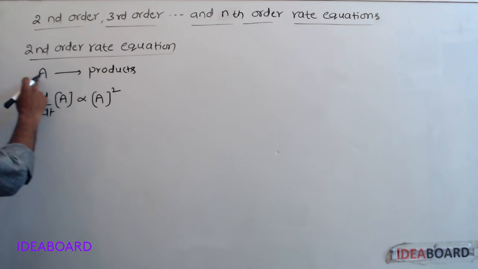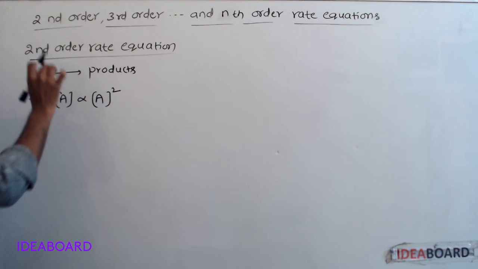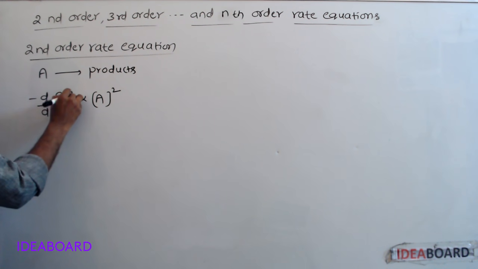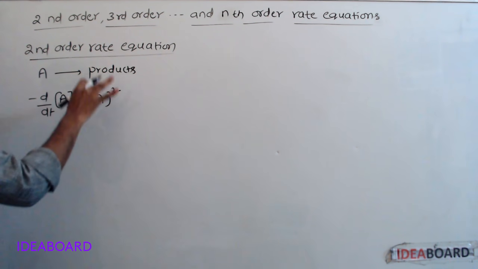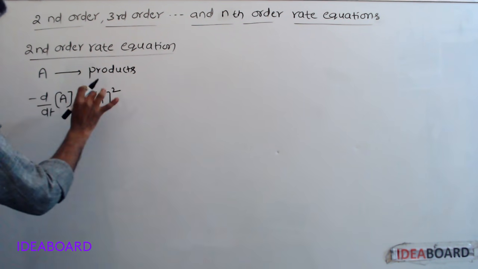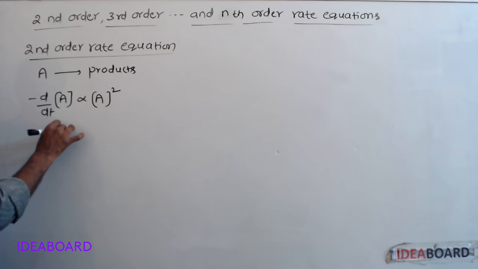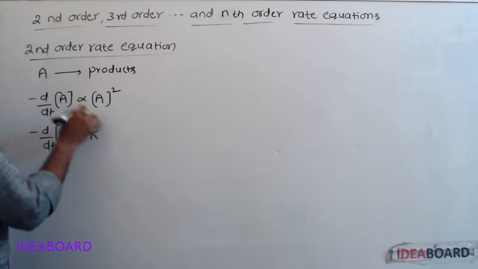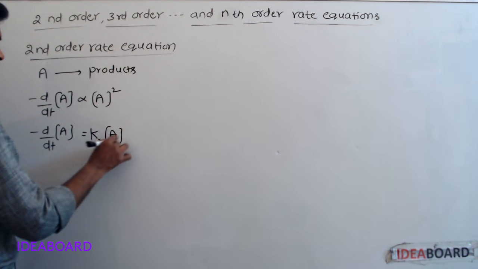Here instead of this we can write 2A gives rise to products also, because by seeing the reaction, we cannot write the rate equation. After doing the experiment only, we can write that rate equation. In this reaction, if the rate of reaction is directly proportional to [A] power 2, then we can write like this: minus d[A]/dt is equal to the proportionality constant, for second order reactions I am taking K2, into [A] square.